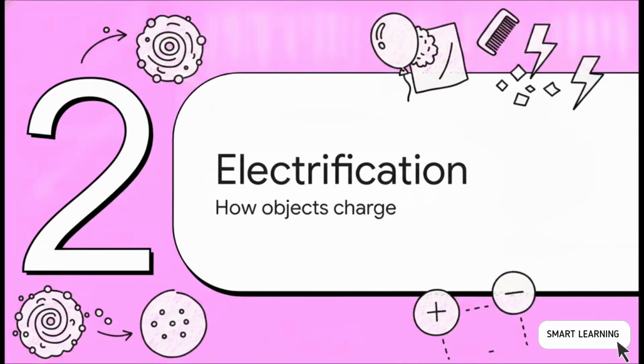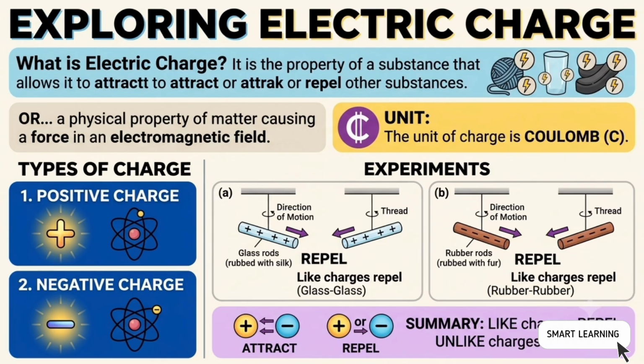Moving on to Section 2, Electrification, how objects become charged. Since charge is all about a surplus or deficit of electrons, we need to figure out how these charges actually transfer to create those imbalances in the first place.